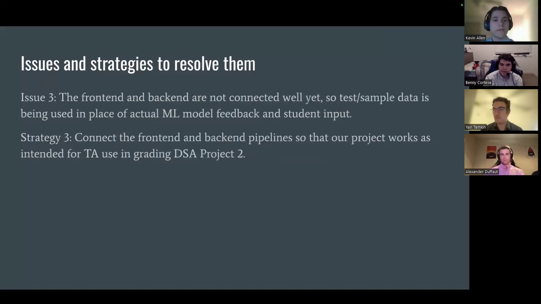The last issue and strategy we want to talk about is that the front end and back end, as you can tell, are not connected well yet. We're currently using sample portions of data in place of the actual ML model feedback and the student input files themselves. So we want to make sure that we connect the front end and back end pipelines so that our project works as intended for TA use when we beta test with them for project 2 for DSA.